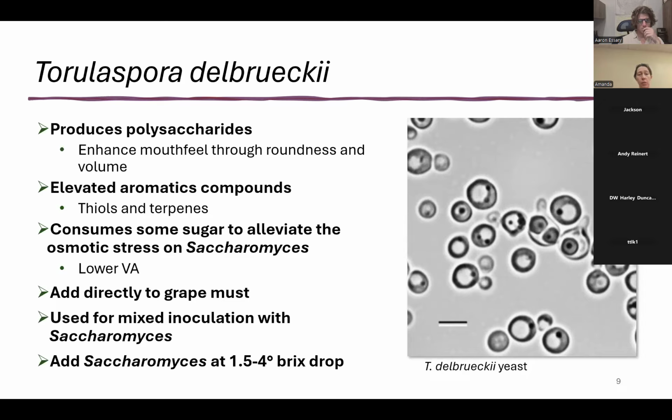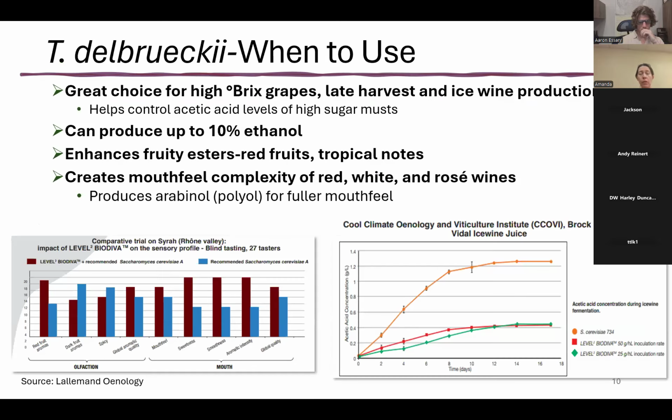Another added benefit is lower volatile acidity production, because the delbrueckii consumes some of the glucose and fructose in the grape must or the juice, thereby alleviating some of that osmotic stress on the Saccharomyces when it's eventually added to the grape must. Saccharomyces yeast should be added sequentially after delbrueckii, after up to a 4 degree drop in Brix during your fermentation. There's been research on people using this yeast for high sugar grapes, especially late harvest and ice wine production.